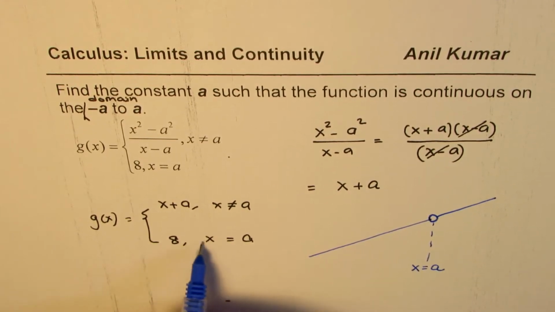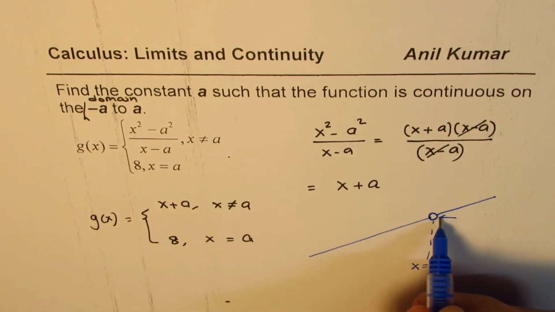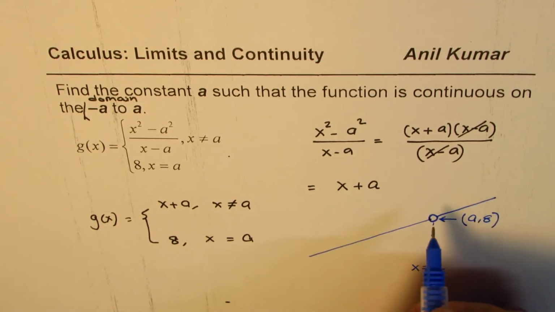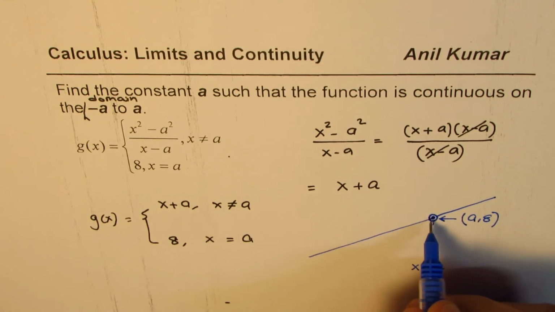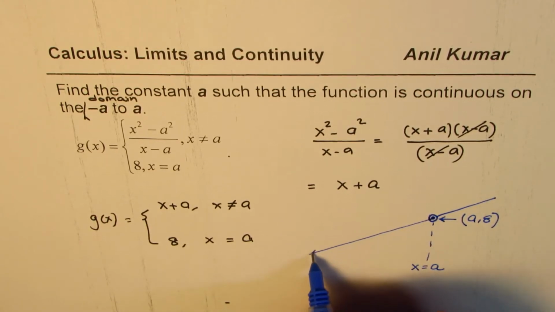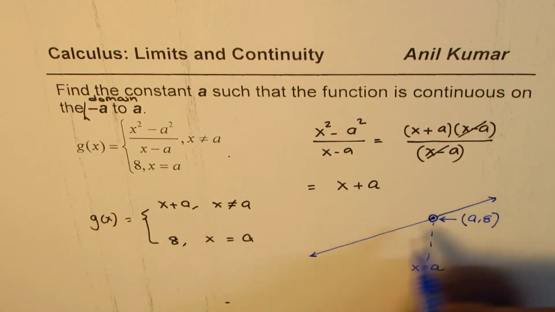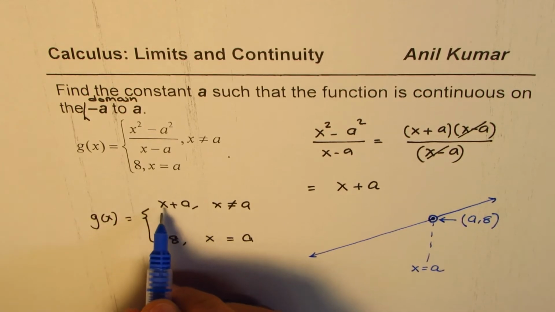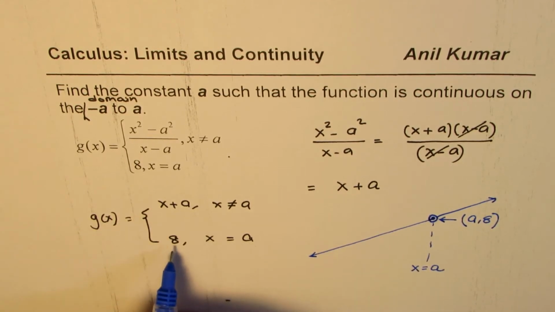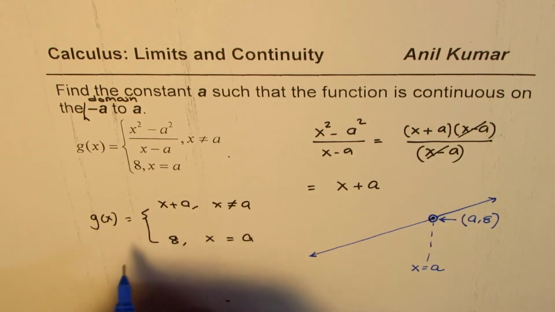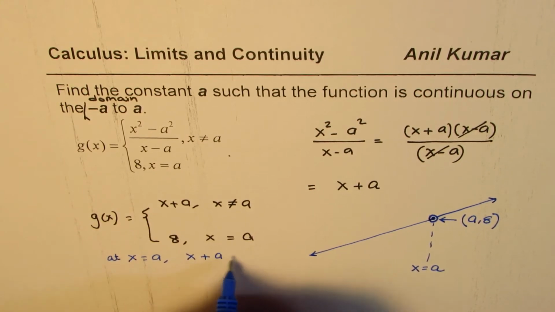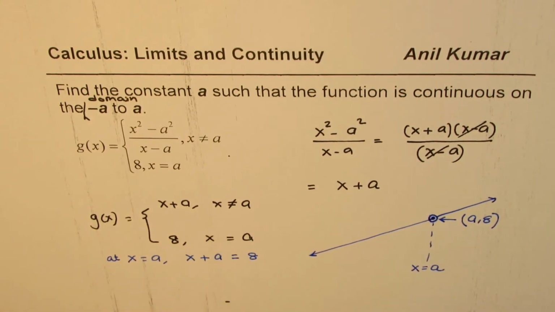But we know that at x equals a, the value of the function is 8. So the coordinates of this point should be a, 8, correct? To make this function continuous. That is to say, if I plug in this hole, then I can make this function continuous. Do you understand? And so, for the function to be continuous, x plus a should be equal to 8 at x equals a, right? So that means at x equals a, x plus a should be equal to 8. Do you get the sense, right?